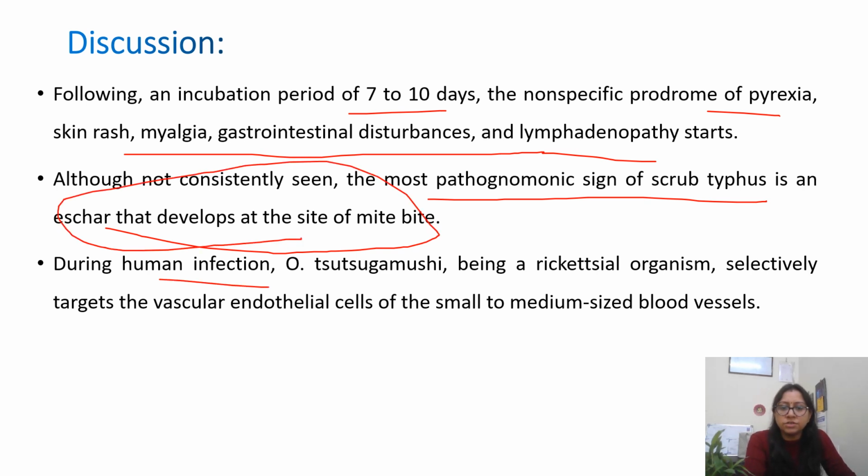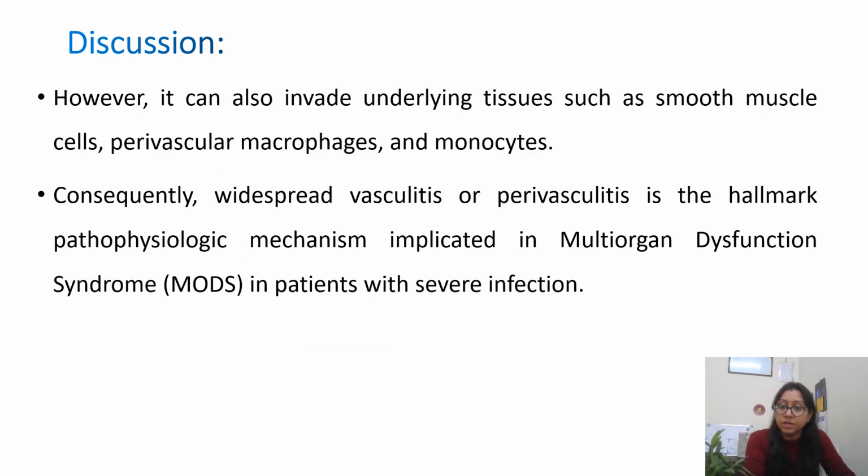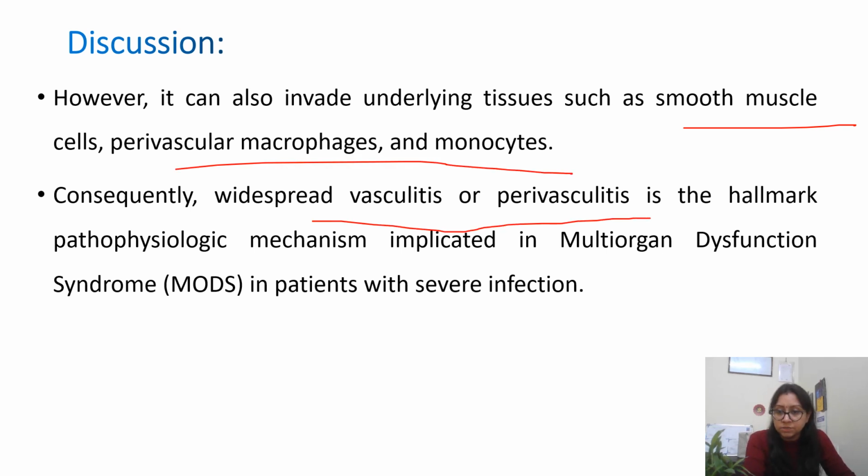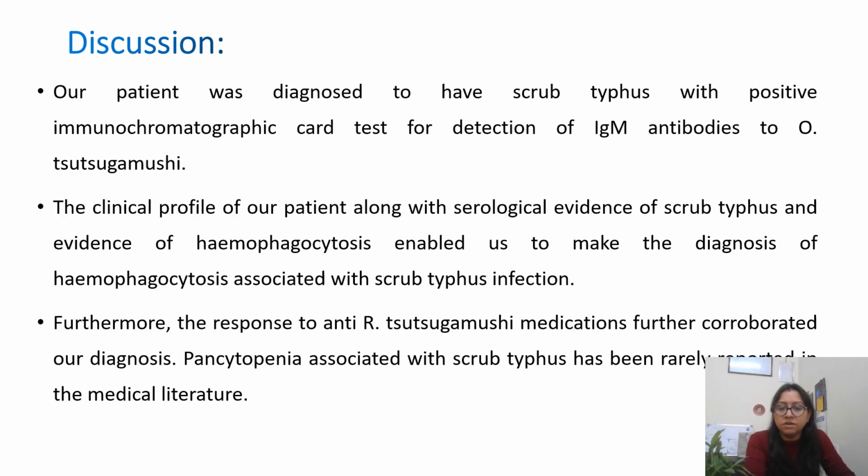So during human infection, the Orientia tsutsugamushi, which is a rickettsial organism, selectively targets your vascular endothelial cells of small to medium sized vessel. However, it can also invade our muscle cells, perivascular macrophages and monocytes. So there is widespread vasculitis or perivasculitis, which is a hallmark of pathophysiologic mechanism if the patient lands up in multi-organ dysfunction in patients with severe infection.